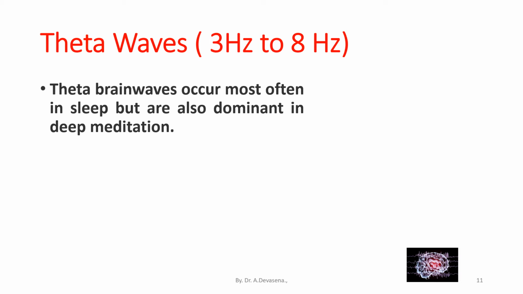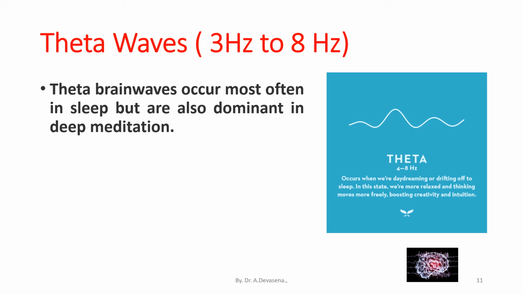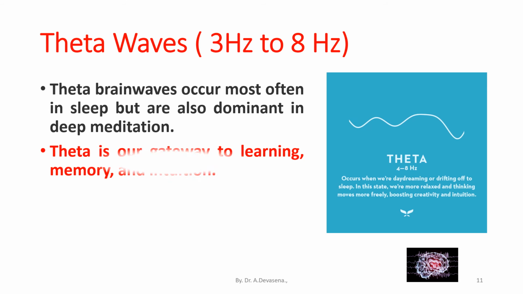Theta brainwaves occur most often in sleep, but are also dominant in deep meditation. Here is a representation of the theta wave. It occurs when we are daydreaming or drifting off to sleep. In this state, we are more relaxed and thinking moves more freely, boosting creativity and intuition. Theta is our gateway to learning, memory, and intuition.